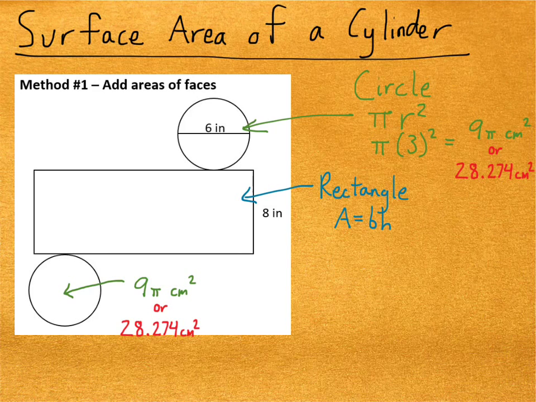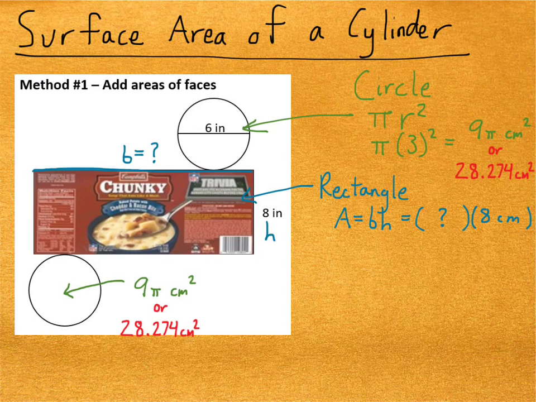Now, what about the area of the rectangle? We know the formula is area equals base times height. The height is obviously 8. What about the base? Well, think about it. Remember, the lateral area could be represented by the label on a soup can. That label must fit exactly around the can. So this base here has to be the same as the circumference of the circle.